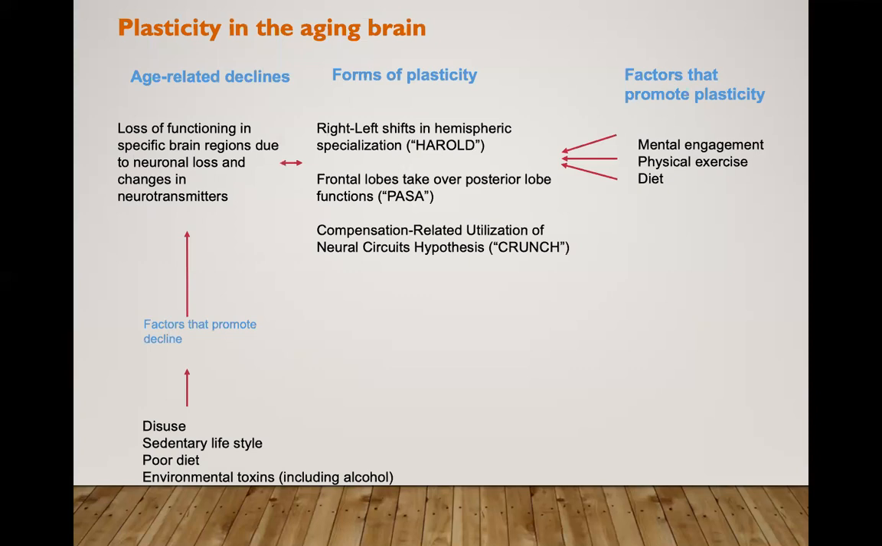And if we look at age-related declines, then we start to see maybe there's some loss of the functioning in specific brain regions, might be due to some kind of neuronal loss, might be due to some changes in our neurotransmitters. Medications might affect that. Then also, here we go again, our sedentary lifestyle can affect that.